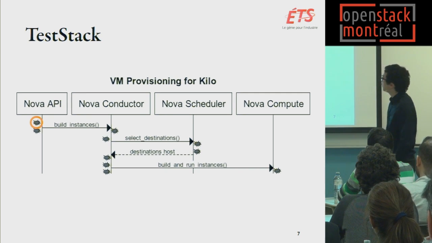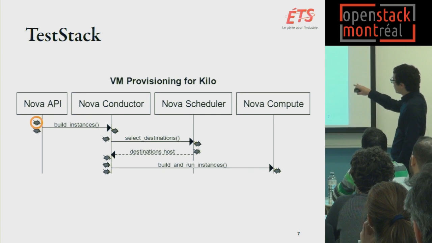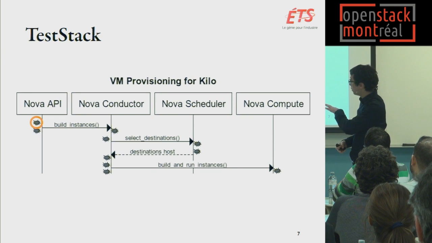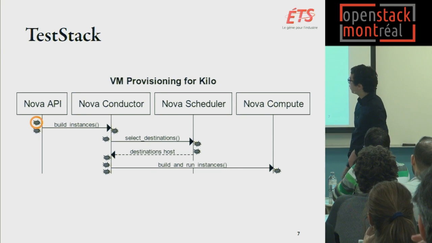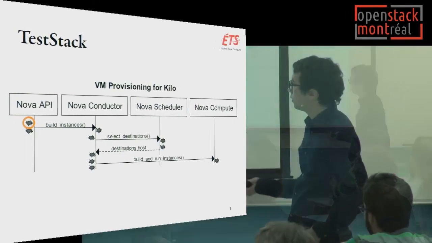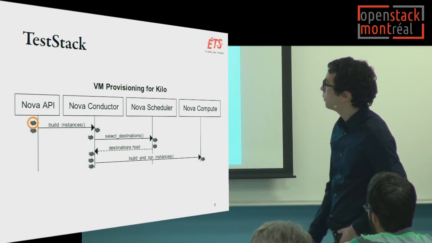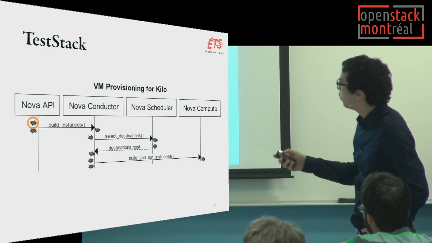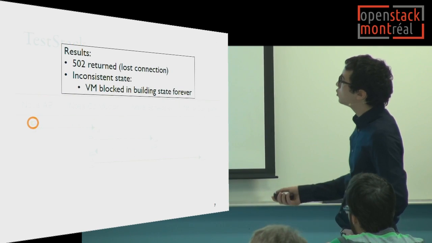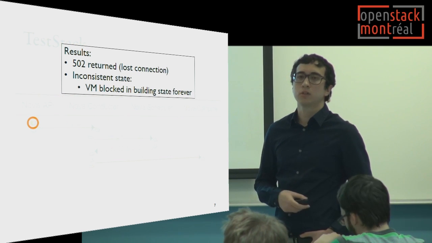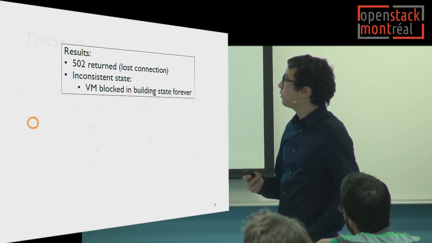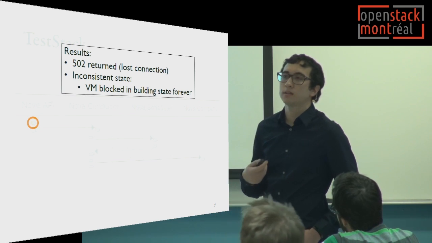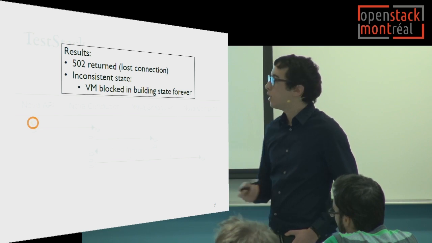So we begin to inject faults in several locations, like before and after sending a request from a component to another one, from a service to another one, and after receiving the request from a service to another one. Firstly, we inject, for example, here, before Nova API sends a request to the Nova Conductor. What we have is in fact a 502 error, meaning we lost the connection with Nova API, so with OpenStack, but it's normal because we kill the Nova API before Nova API has time to send a response to the end user.